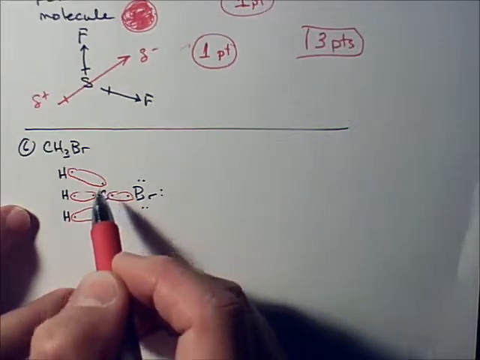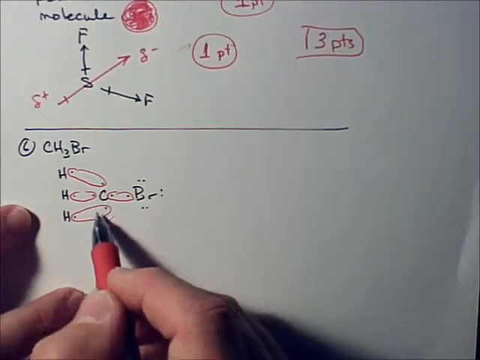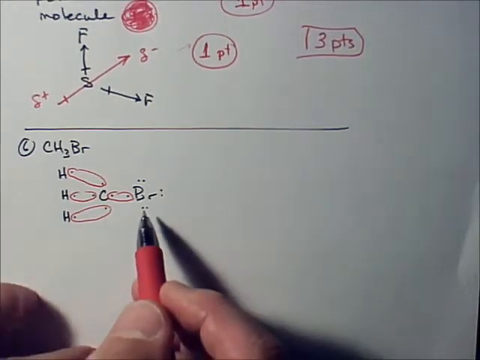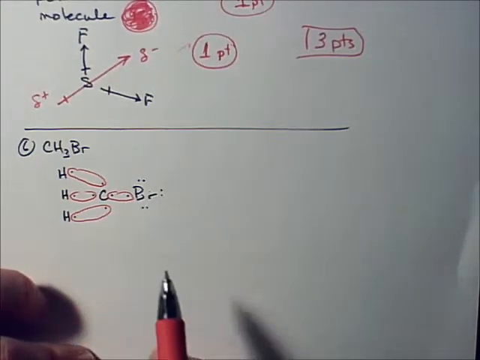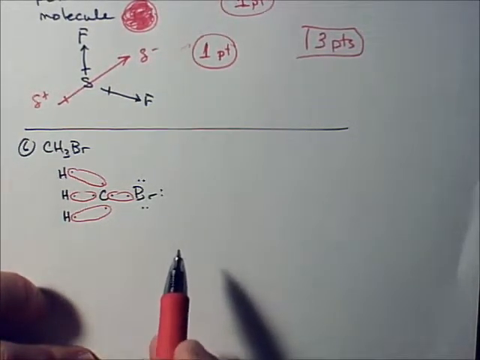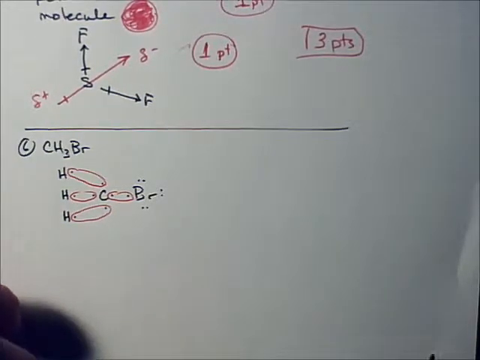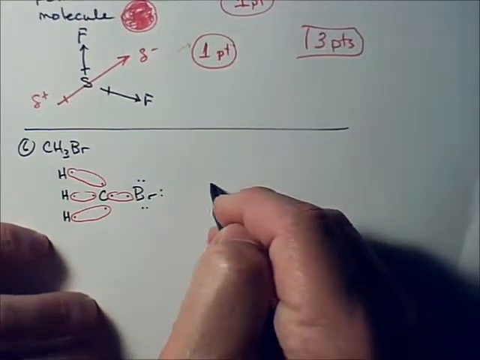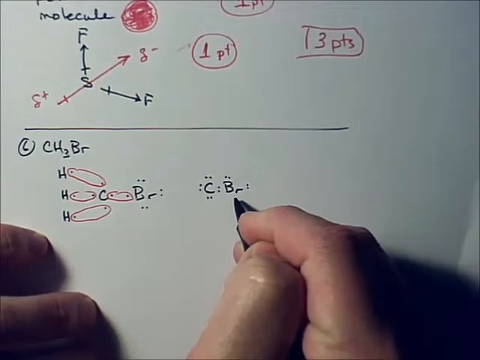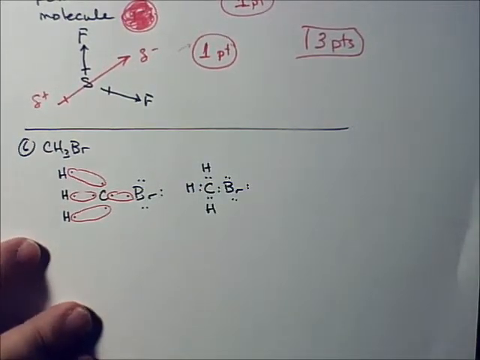Hydrogens share another electron to be like helium, the next highest noble gas, to stabilize the hydrogen. Carbon has 8 electrons now by sharing to be like neon, its next highest noble gas. And bromine has 8 electrons now by sharing an electron with carbon in order to be like krypton, its next highest noble gas. Now we're going to squeeze the electrons between the atom symbols to come up with a Lewis dot formula. So here's our Lewis dot formula.